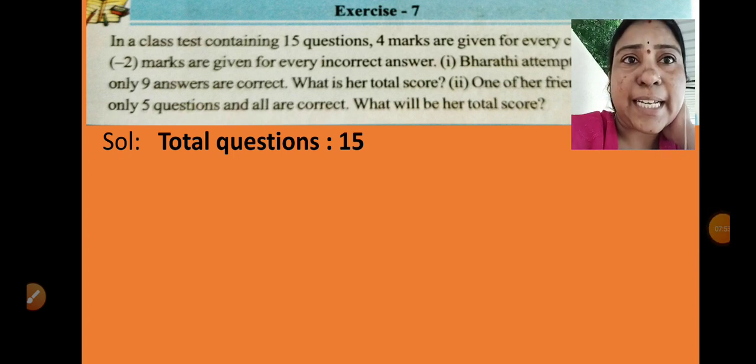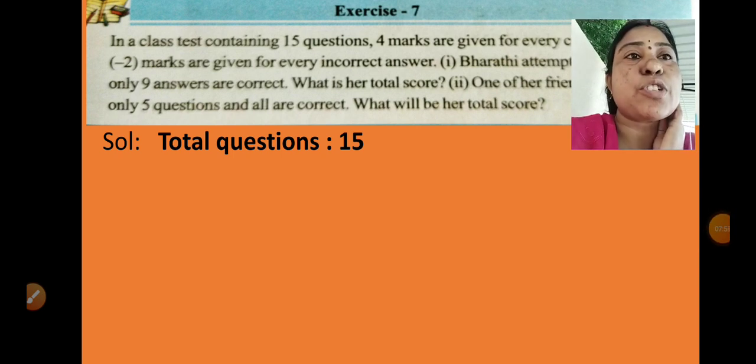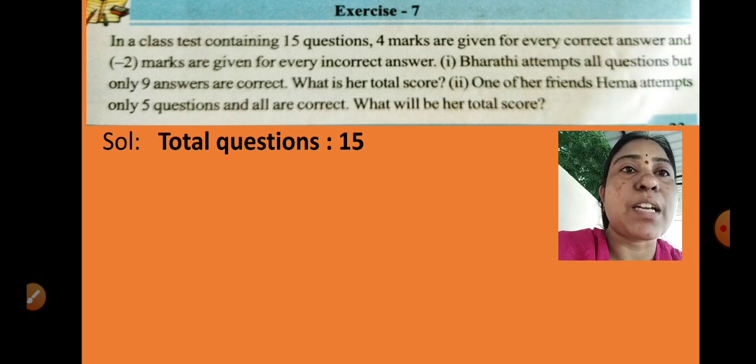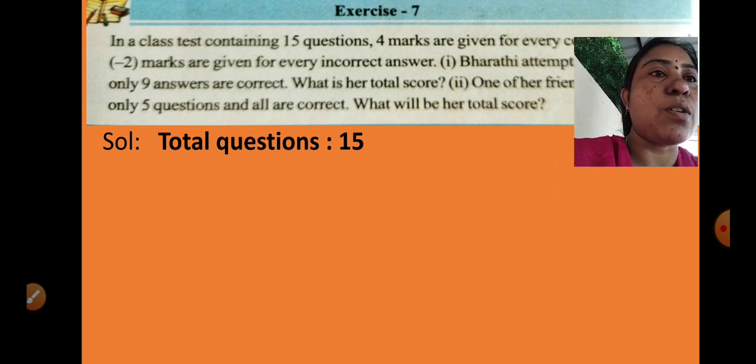The question: in a class test containing 15 questions, 4 marks are given for every correct answer and minus 2 marks are given for every incorrect answer. Means here the madam is conducting one examination, total questions are 15. For every correct answer she gives 4 marks, for every wrong answer she gives minus 2 marks. The first question: Bharati attempts all questions, 15 out of 15, but only 9 answers are correct. What is her total score? Okay, that is our question.